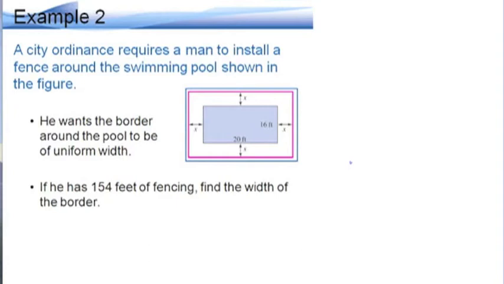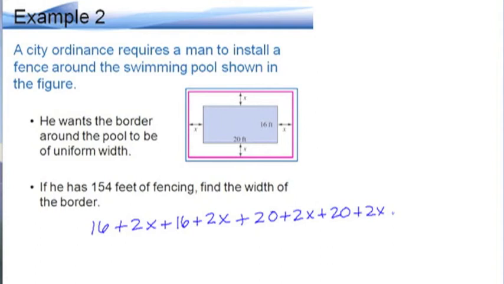Now, how much is this side right here? 16. Yeah, this much is 16 plus X plus X, so 16 plus 2X. And I have 2 sides that are that long, right? So we're going to add 16 plus 2X plus 16 plus 2X plus the other 2 sides. Now the pool itself is 20 plus the X that's down here plus the X that's down there. So the other sides are 20 plus 2X. We added that twice, and that has to equal 154.